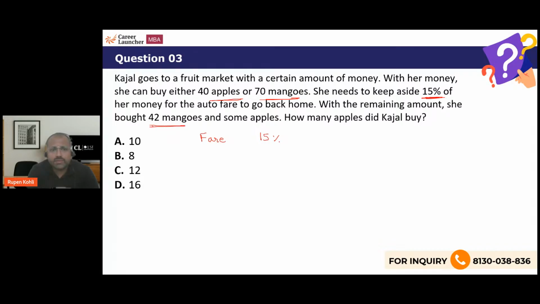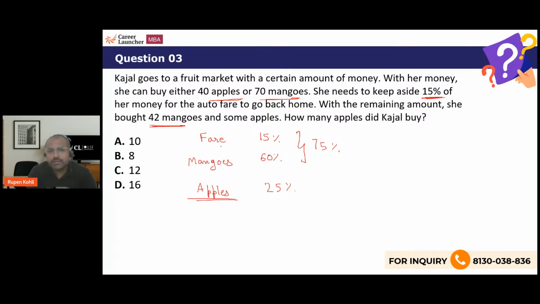Now, it would be suitable to convert the 42 mangoes in terms of percentage, because we know her money is equal to 70 mangoes. So how much percentage of her amount did she spend on mangoes? 42 is 60% of 70. So mangoes are 60%. Therefore, fare and mangoes add up to a total of 75%. So the remaining 25% she can spend on apples.